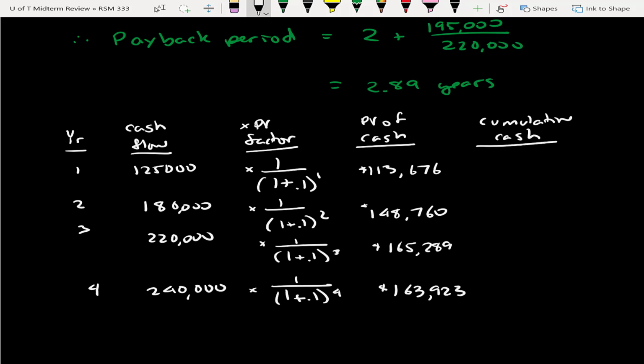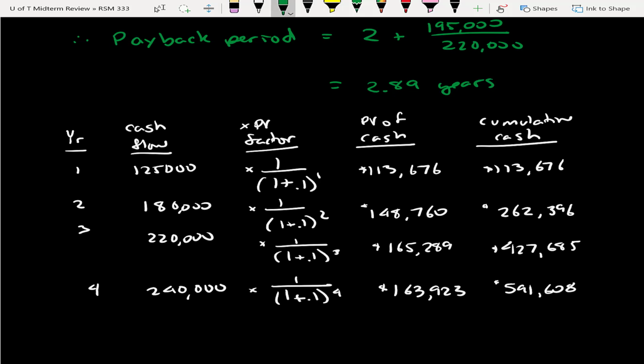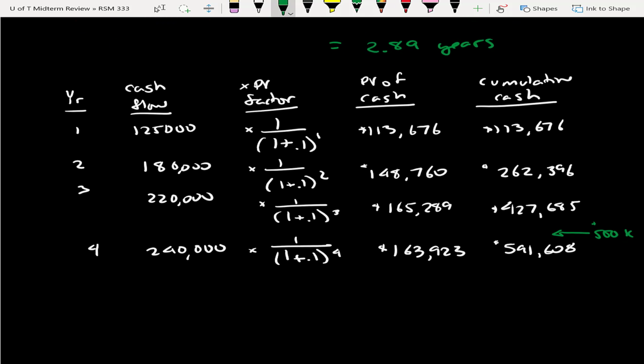Okay, so the cumulative cash flow now is 113,676, and in the second year we add the 148, so it becomes 262,396, then 427,685, and 591,608. Okay, so we can kind of see that here the break even where the payback is going to be around here. So the 500,000 will occur somewhere there.